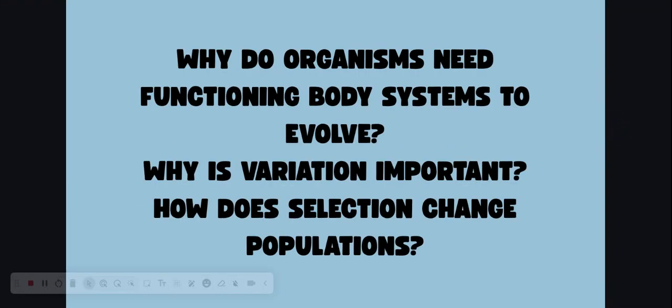And then finally, I want you to think about these questions. Why do organisms need functioning body systems to evolve? Why is variation important? And how does selection change populations?